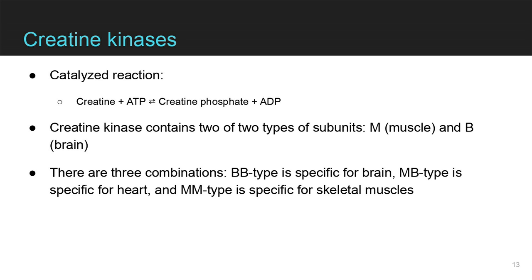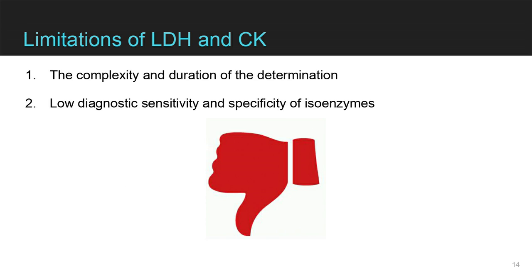We have several limitations of using these enzymes, as I already told you. The first problem is the complexity and duration of determination. This problem takes place in case of estimation of the activity of lactate dehydrogenase. Electrophoresis, which we use to determine the activity of these enzymes, is a very complex method. The second problem is a low diagnostic sensitivity and specificity of these isoenzymes.